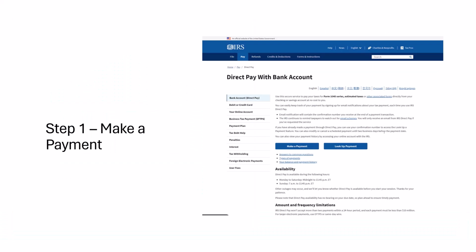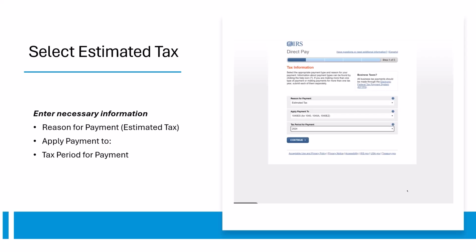Check Direct Pay, the bank account, and you're going to make that payment right over where it says Make a Payment. You're going to select Estimated Tax Payment where it says Reason for Payment. You're going to apply this payment towards the 1040 series, so you're going to see the 1040-ES, the 1040, 1040A, etc. Then you want to put what tax period you are paying it for. It's not going to have it within quarters. What you're going to do is put the year that you're making the estimated tax payment for. We're in 2024, so that's what you're going to do.